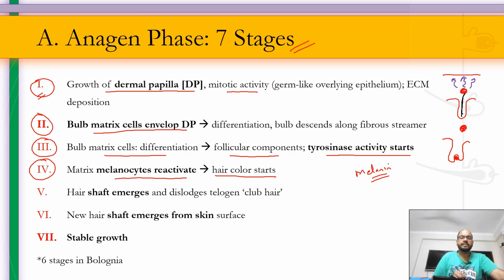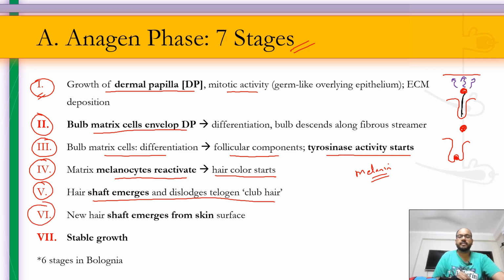Okay. In stage 5, the hair shaft emerges and dislodges the telogen club hair. Remember, telogen starts with the club hair, and if it is released, it is exogen, but it may not be released and it will stay there. A new hair shaft will emerge in stage 5 and it will dislodge it. It will push out the telogen club hair.